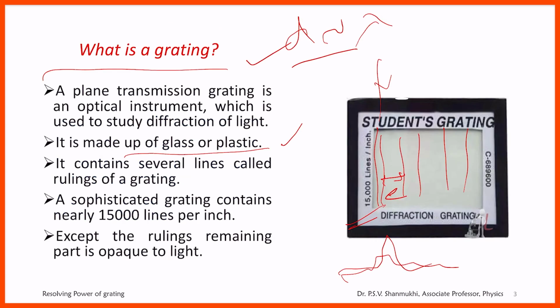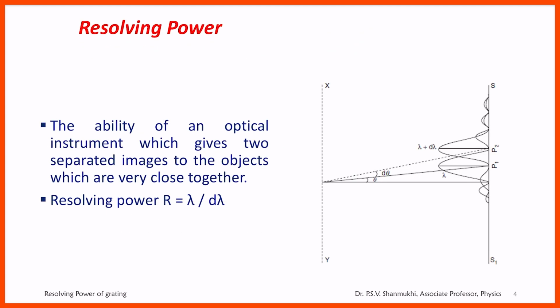Okay, now coming to the resolving power. What is meant by resolving power? Resolving power is the ability of an optical instrument to give two separated images for two objects which are very close together. Suppose two dots are very close together. How do we see these two objects? The light is incident on them and the reflected light is coming, so these two light rays will be incident on the eye, on the retina, and they will produce the images.